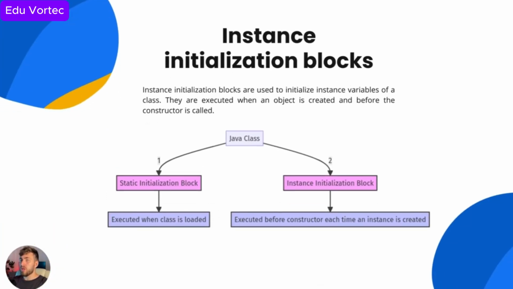Instance initialization blocks are used to initialize instance variables of a class. They are executed when an object is created and before the constructor is called. Let's take a look at an example to see how instance initialization blocks work.